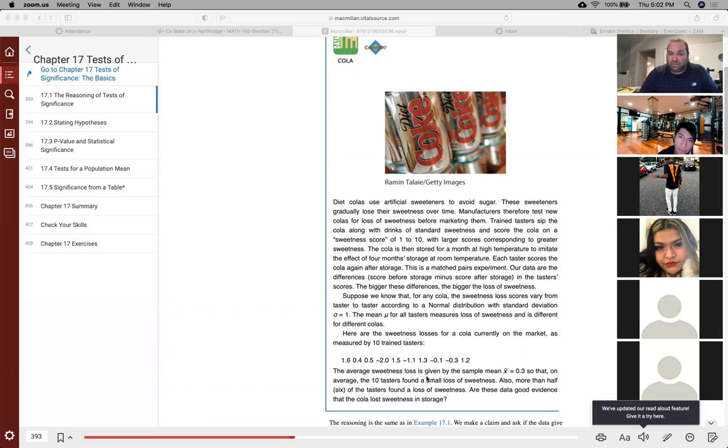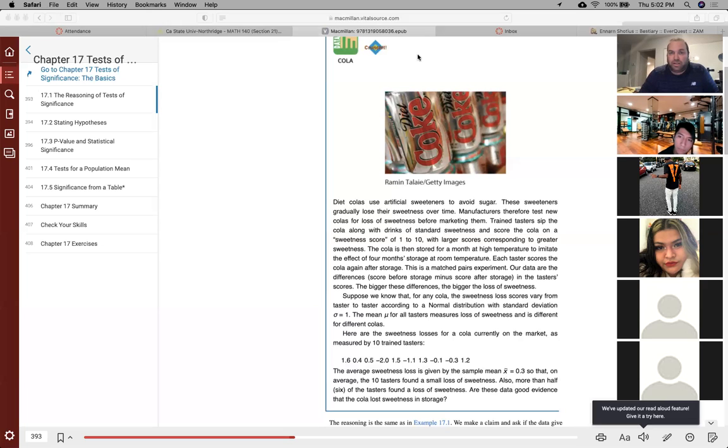So it went down, went down, went down, went up, went down, went up, and so on. The average sweetness loss is given by the sample mean, x bar equals 0.3. So on average, the 10 tasters found a very small loss of sweetness. Also, more than half of the tasters found a loss of sweetness: 3, 4, 5, 6. Is this data good evidence that the cola lost sweetness in storage? That's the question. Is there enough evidence?